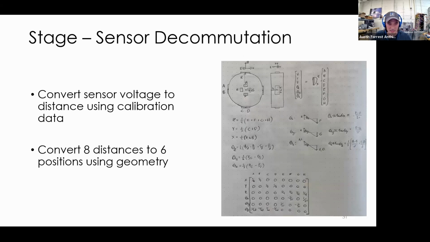Here's how I did the decommutation, which just means I had 8 sensors here, a vector of them, and then I wanted to convert them to the 6 degrees of freedom. So it's just simple geometry. You can see here Z, I'm just averaging these 4 middle sensors to give Z. Theta, I'm using the small angle approximation, so just a simple difference.